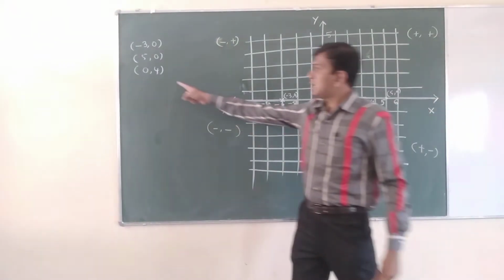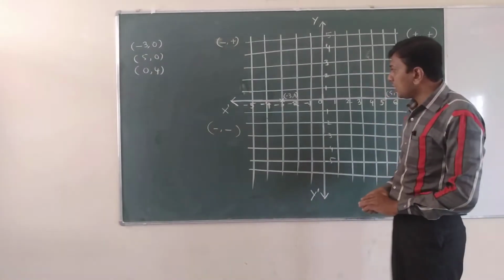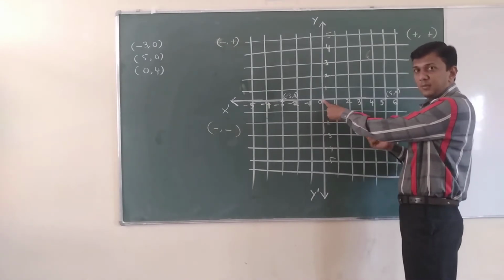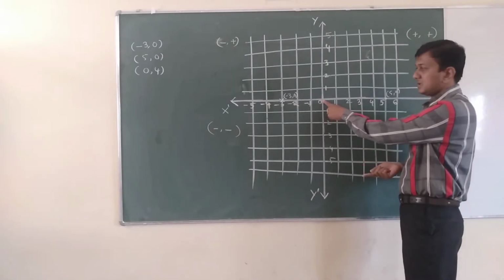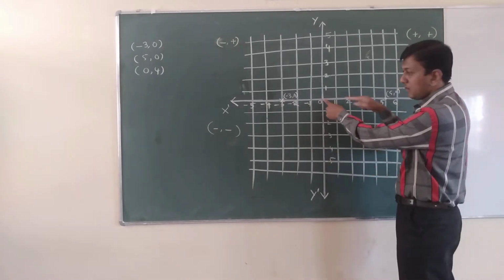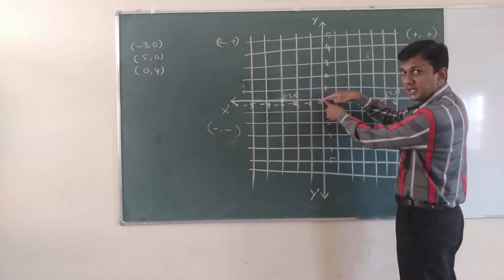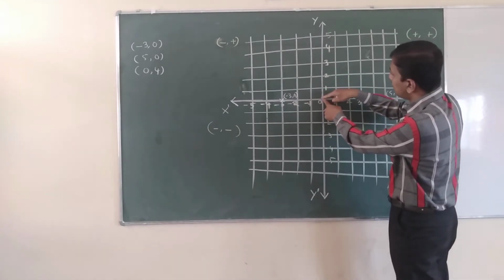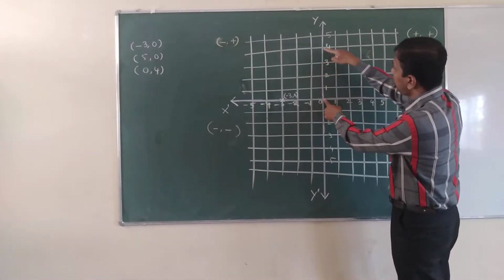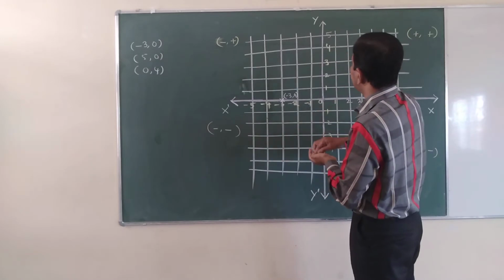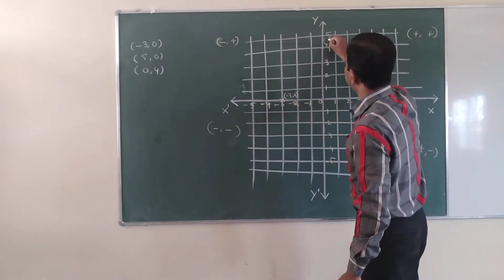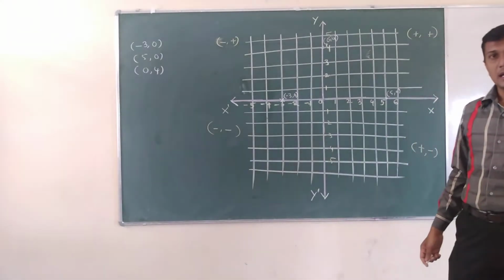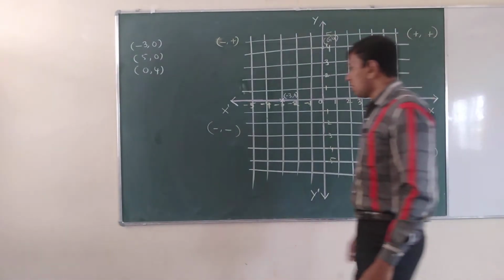The next one, 0 comma 4. Where is 0? Of course, this is 0. This is 0 for both the x-axis as well as the y-axis. From the 0 location, you have to move 4 units distance. 1, 2, 3, 4. So this is the point which is called 0 comma 4. Clear? Let us see some more points.